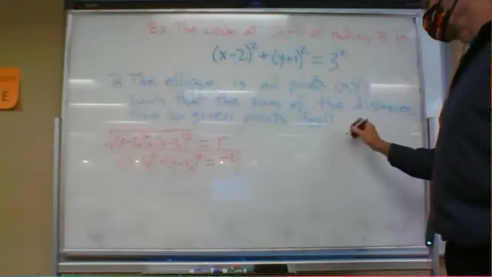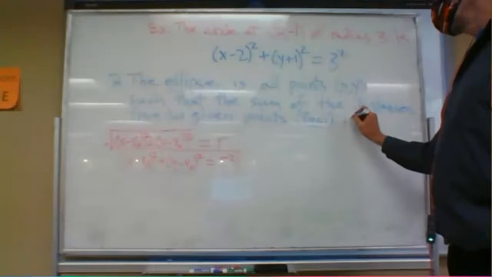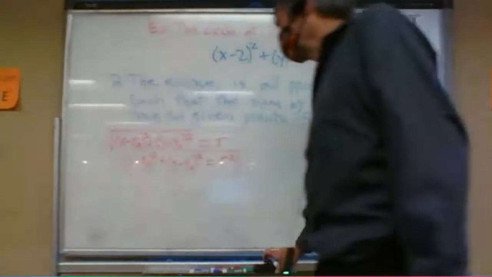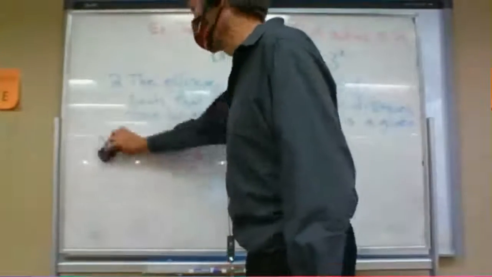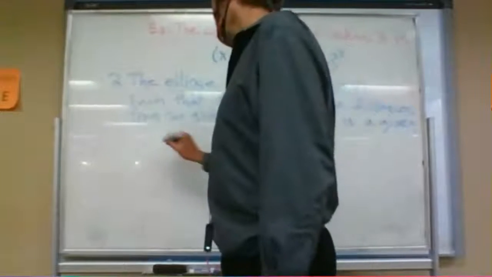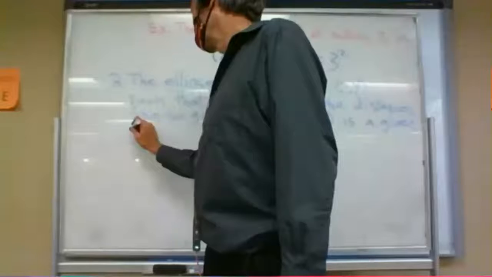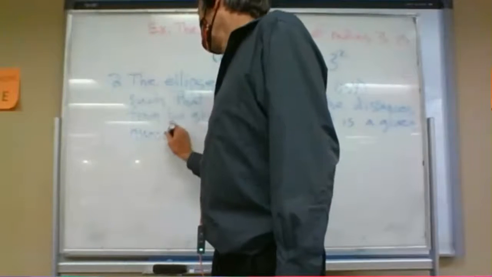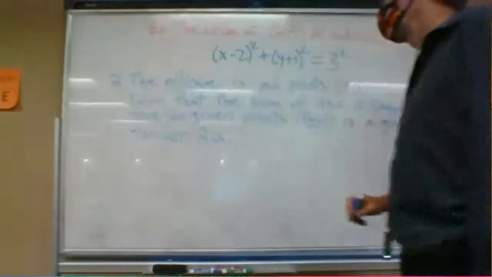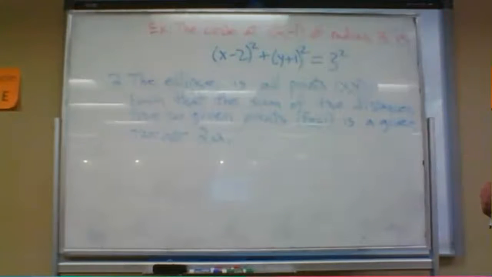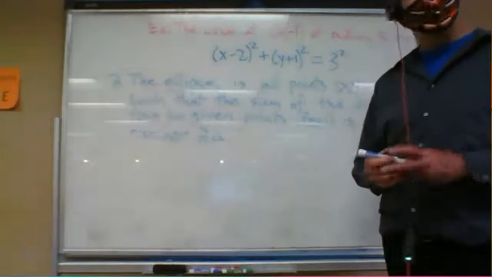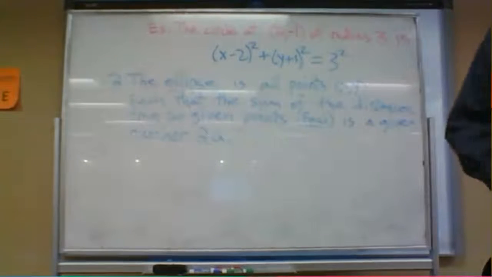Plural of focus, is a given number more than the distance between them. I'll leave that part out. Otherwise, you get the empty set or a degenerate case. Is a given number, let's say 2a. That'll be an ellipse.